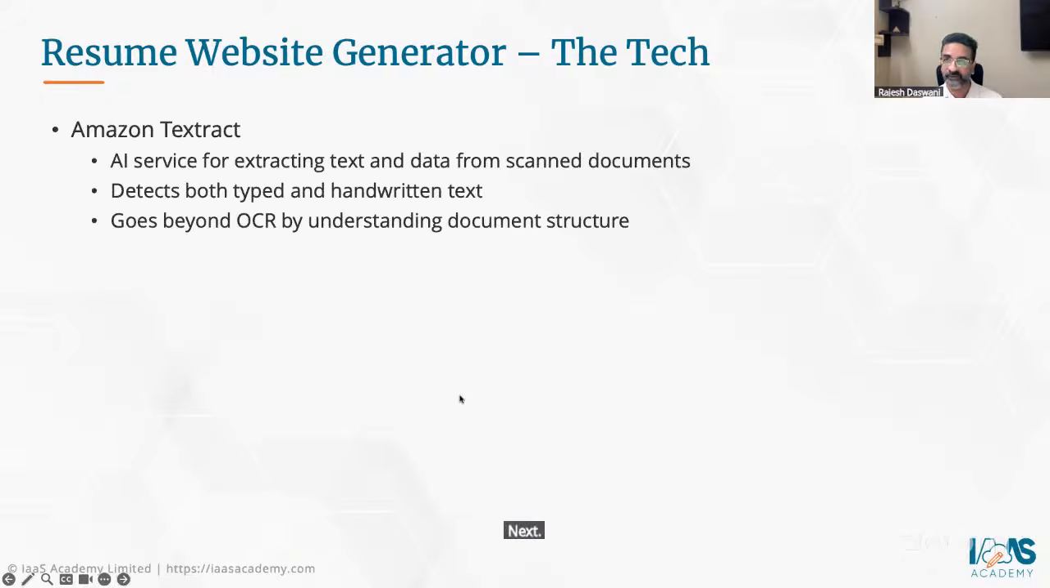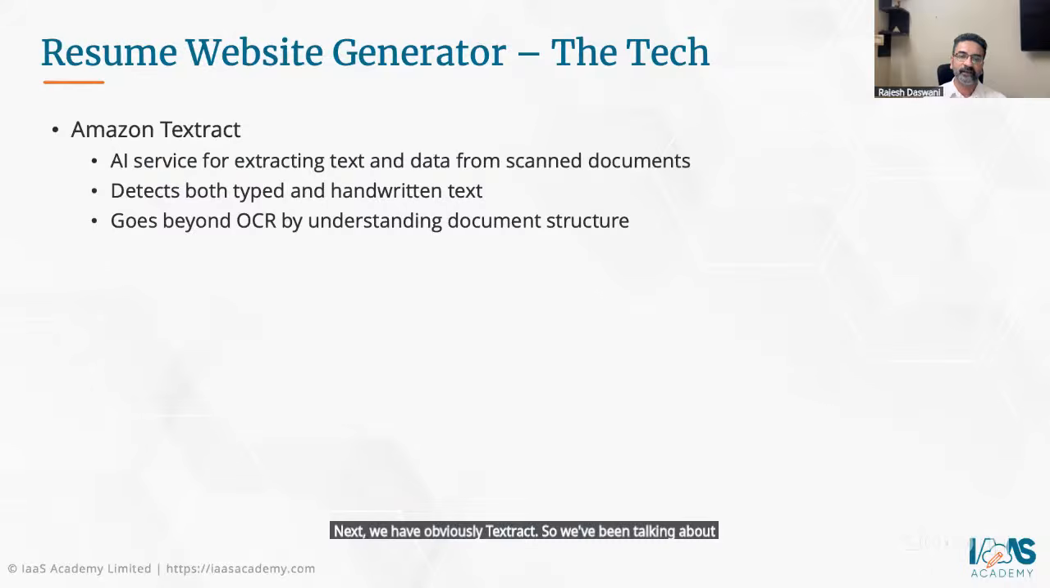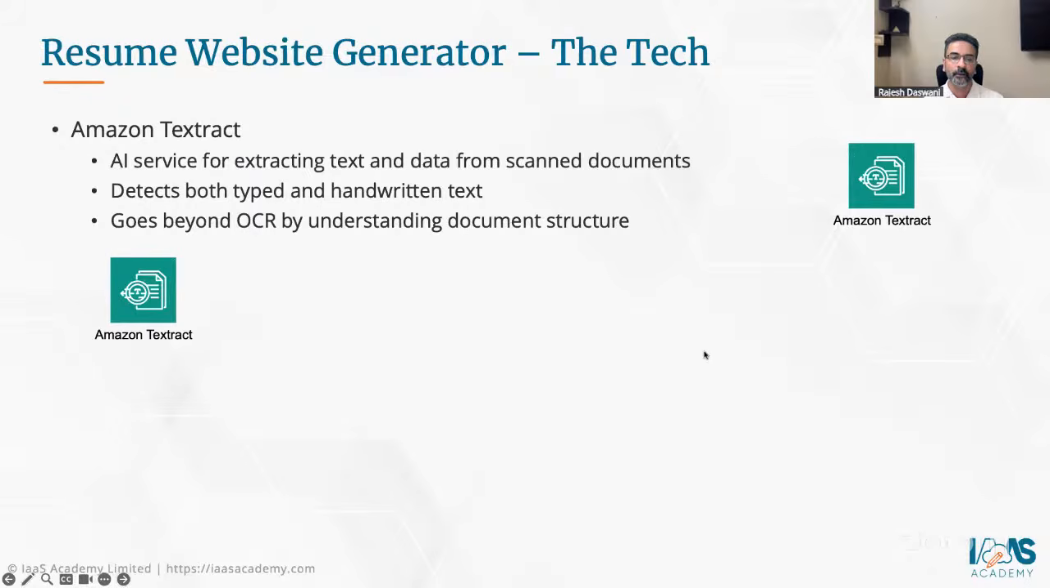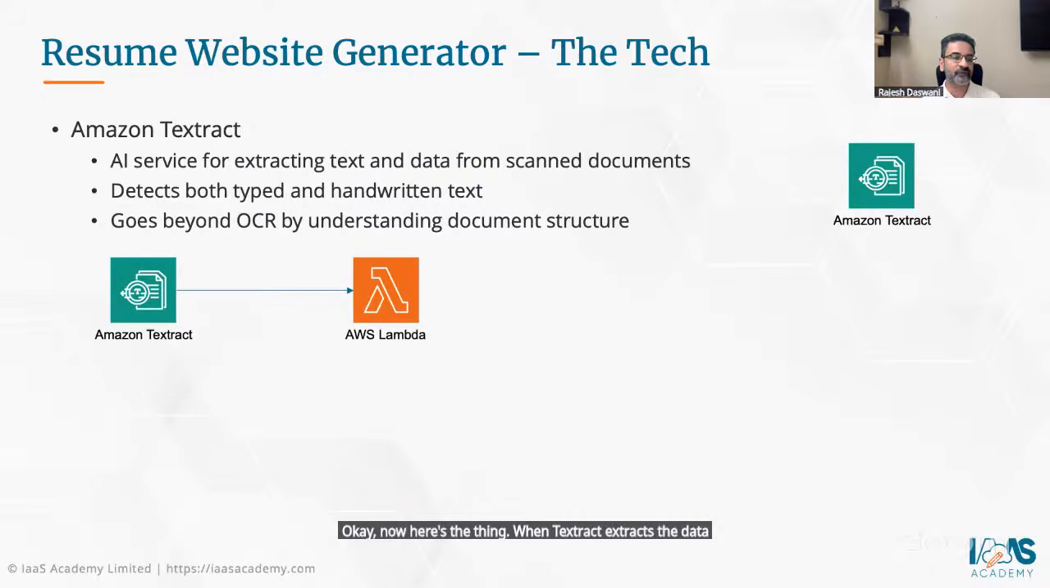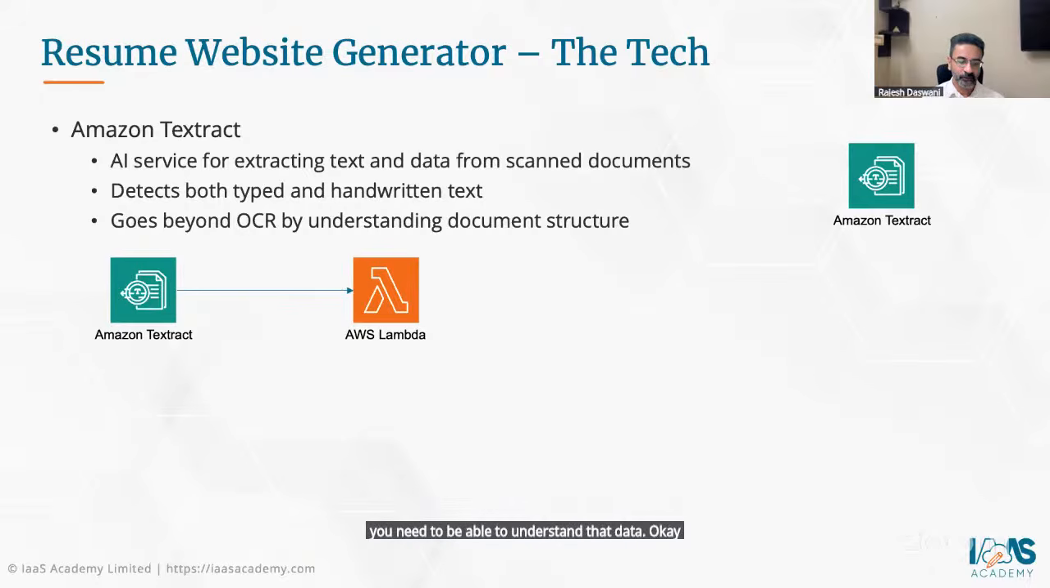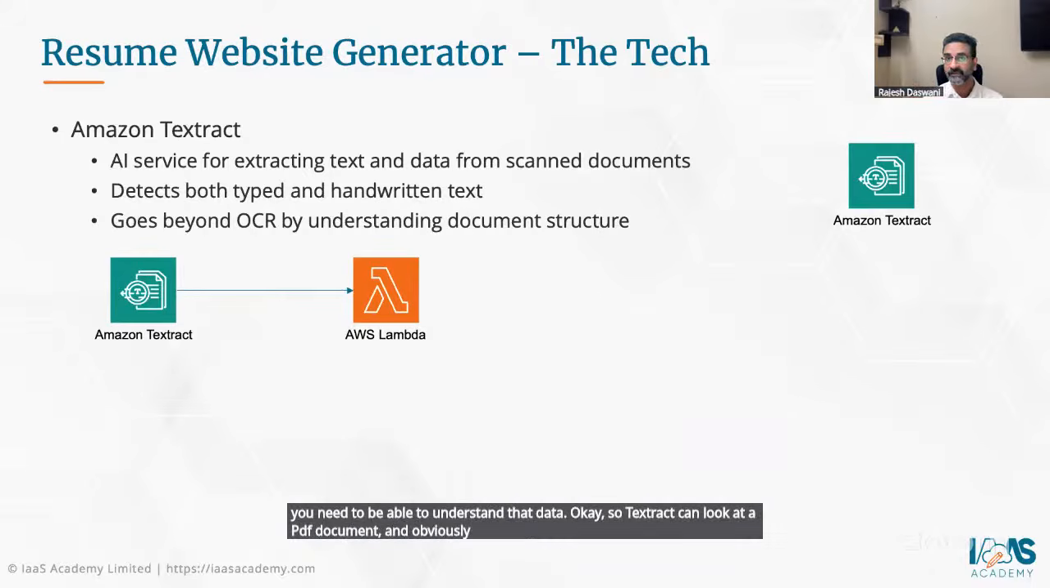Next, we have obviously Textract. We've been talking about Textract a lot today. It's an AI service for extracting text and data from scanned documents. It detects both typed and handwritten text, and it goes beyond OCR by understanding document structure. Now, here's the thing. When Textract extracts data, you need to be able to understand that data. Textract can look at a PDF document, and using some APIs and inbuilt templating, it can also do a lot of things like understand expense reports, layouts and so on.